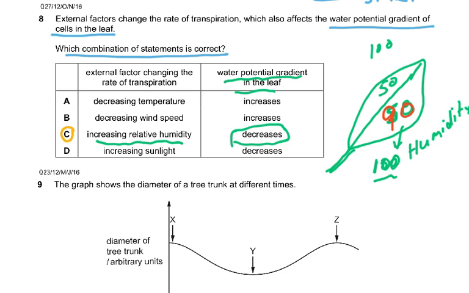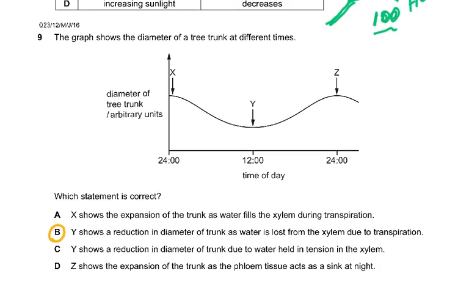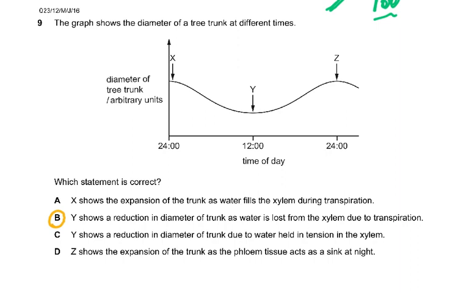50-100 or 90-100 now. So that's how the answer has to be understood. Then question number 9. The graph shows the diameter of a tree trunk at different times.